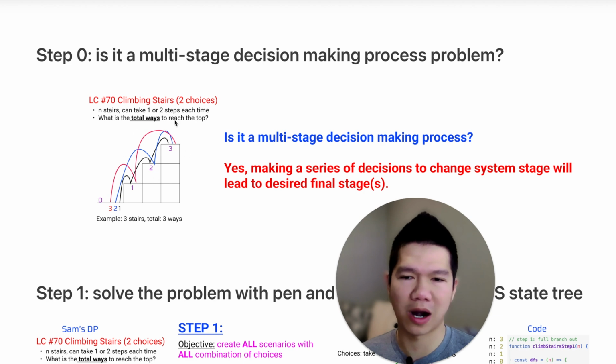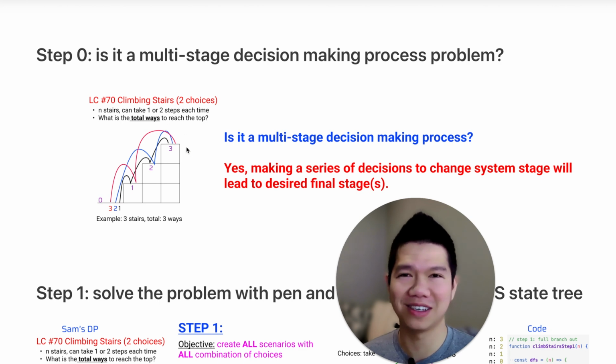That is our problem. In our particular setup here, where n equals 3, we have 3 stairs, 1, 2, 3. The total ways to reach the top is 3. They are these 3 lines that we see here: the red line, the blue line, and the black line. We already know this problem is a DP problem because it's in our DP series.